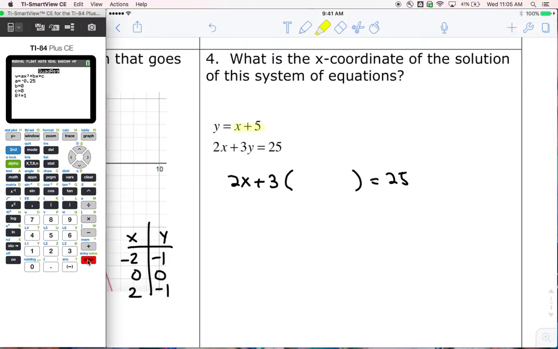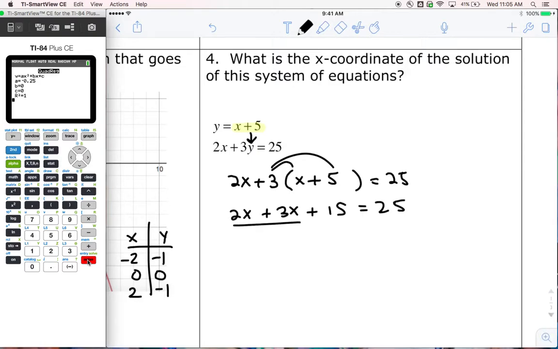The reason is because I know what y is. Y is x plus 5, right? So I'm going to put this in for y. And if I put it in right here, now this is a fairly simple problem to solve. Just distribute this 3 and I get 3x plus 15 is equal to 25. Now I'm going to combine my like terms and get 5x plus 15 is equal to 25. We're going to subtract 15 from both sides next, which means I've got 5x is equal to 10.